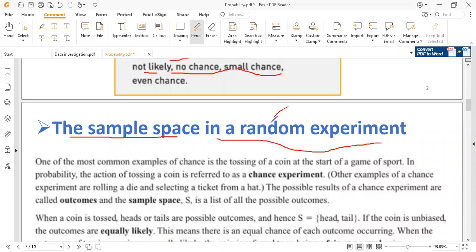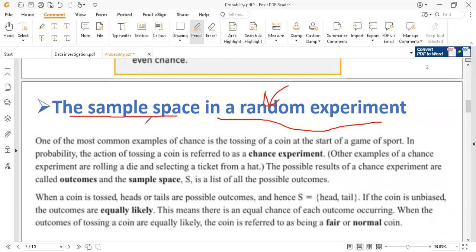So we have a random experiment, where we have a chance experiment. Okay, we should know the sample space. We should know that the sample space is the set of all eventualities, of all outcomes. So normally the possible results of a chance experiment are called outcomes, and the sample space S is the list of all these possible outcomes and eventualities.